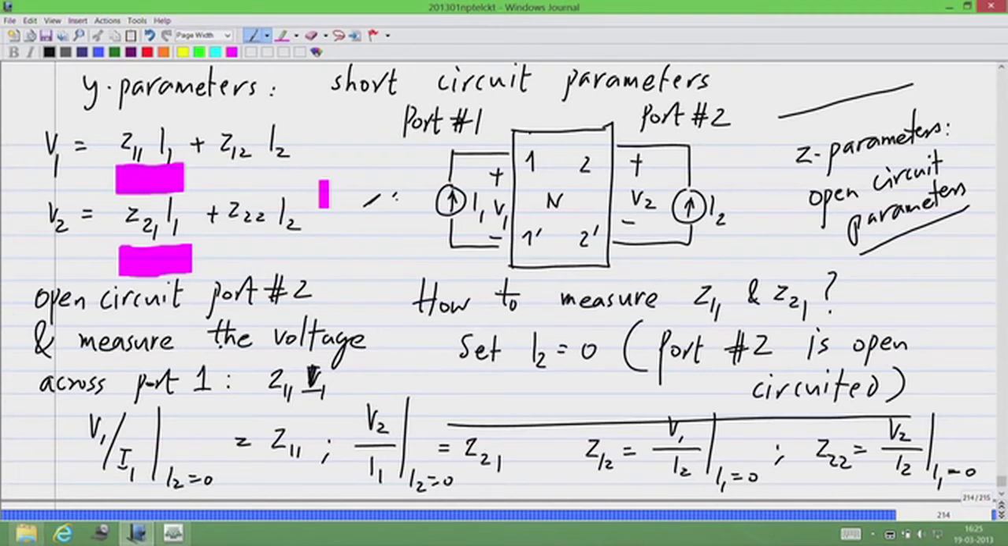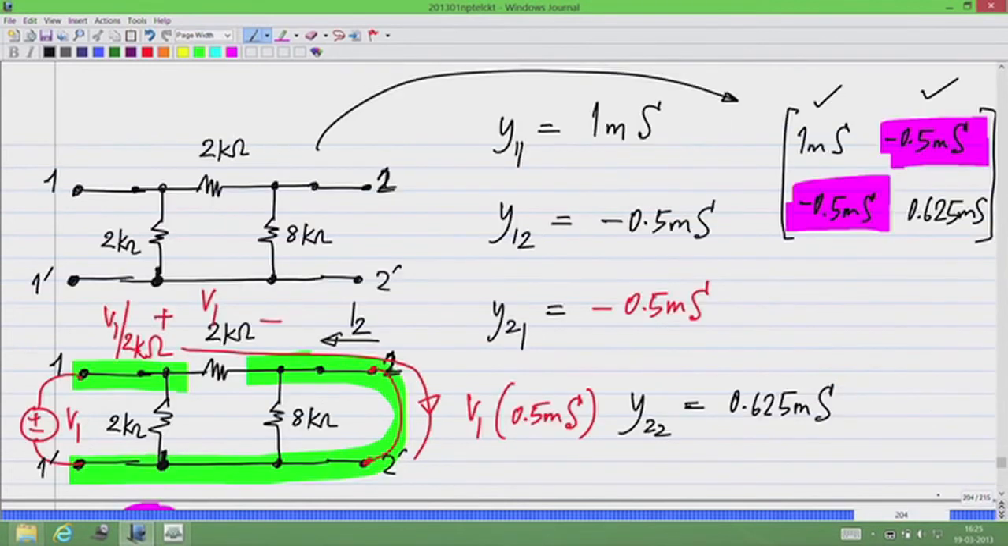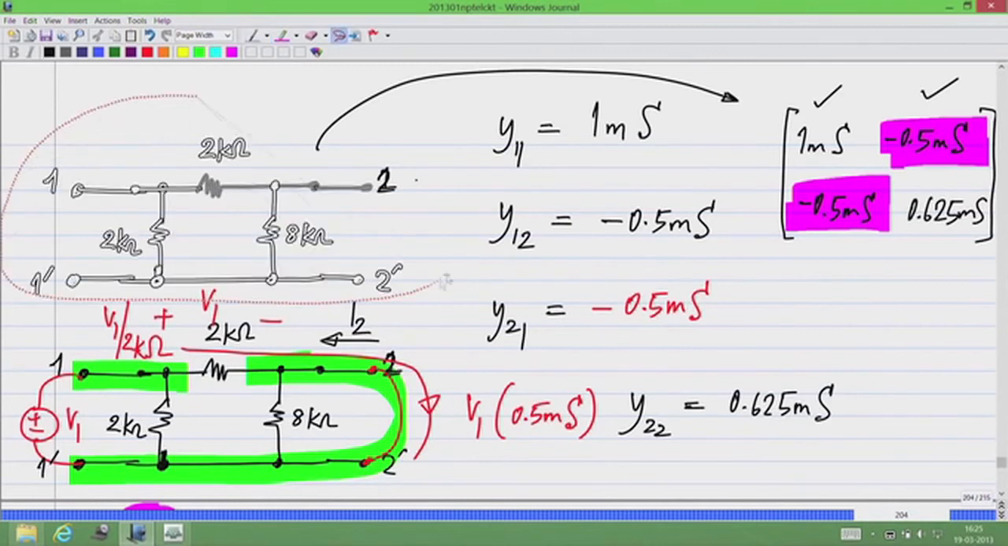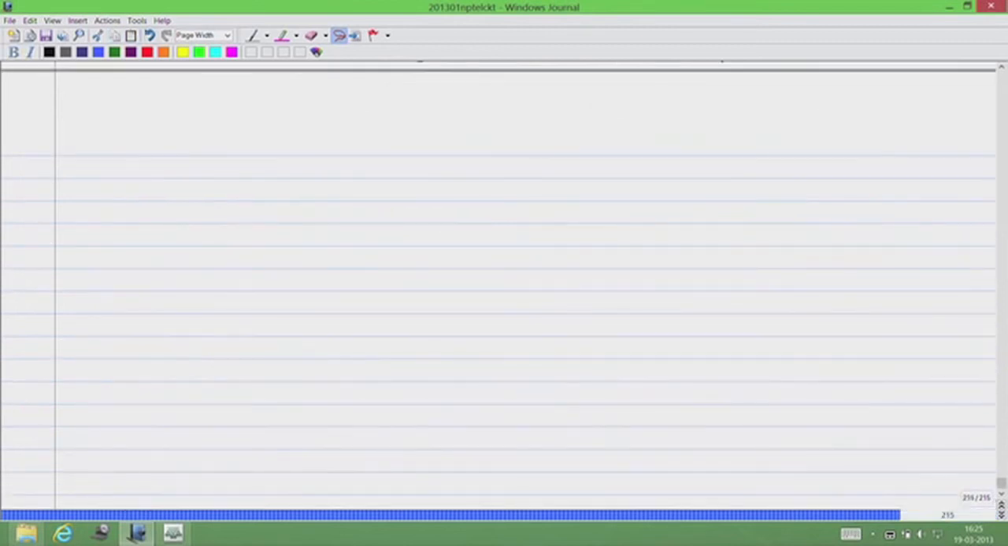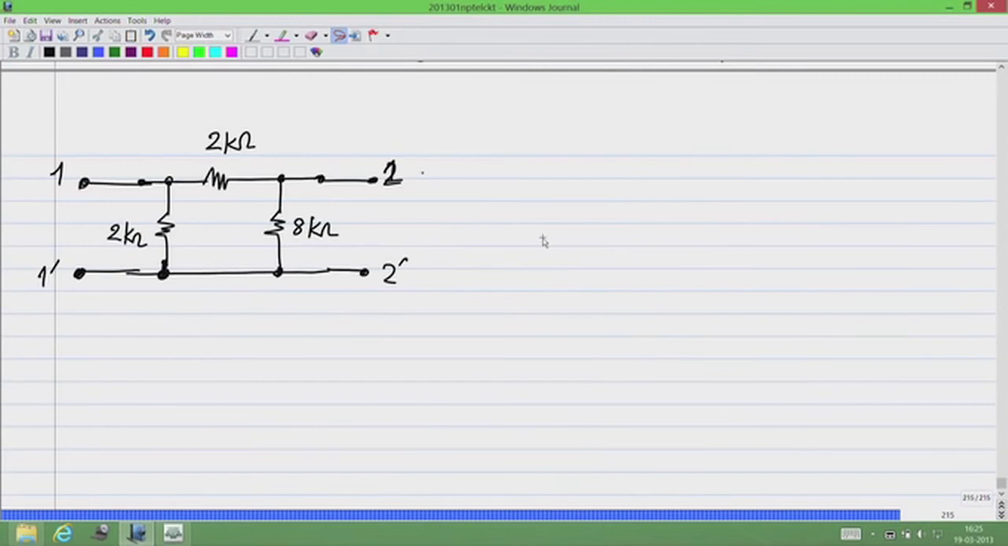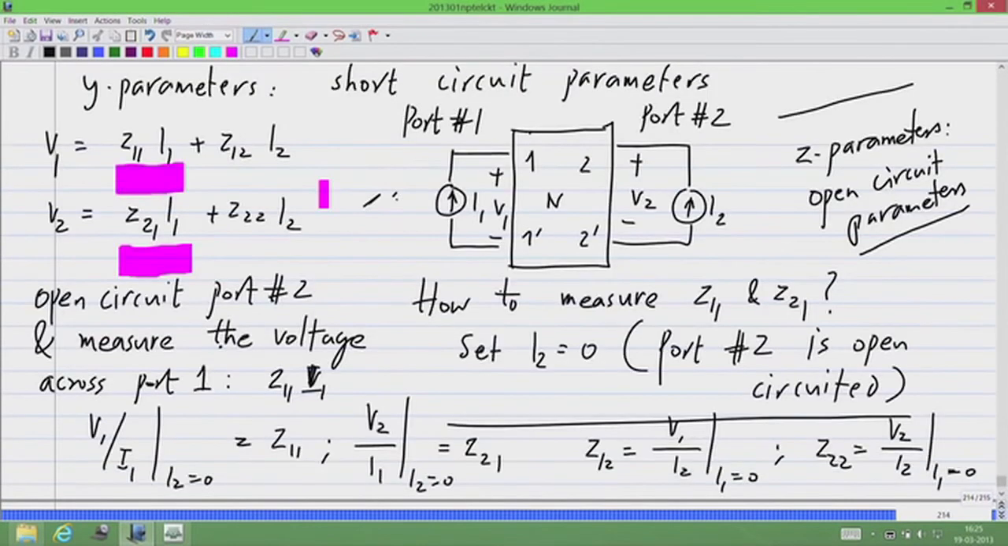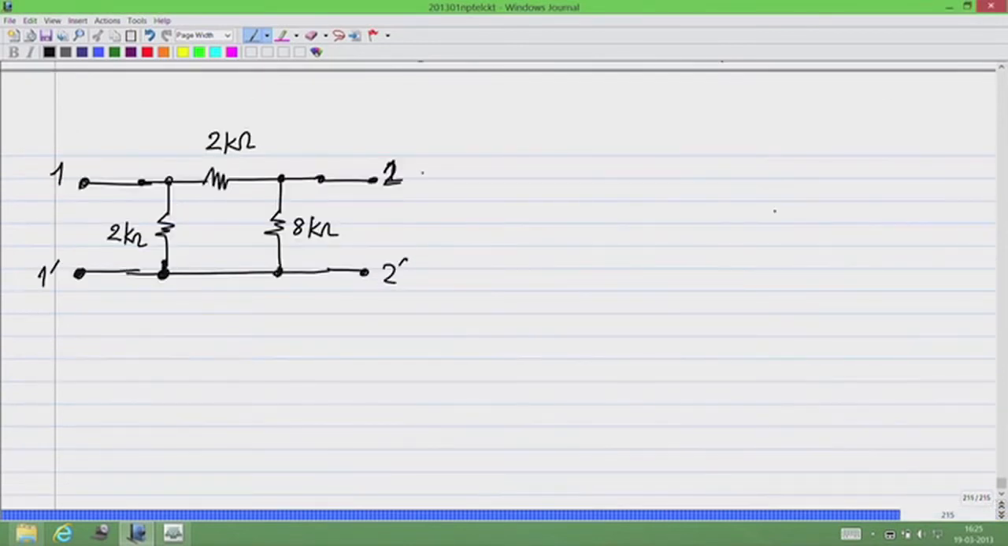So now let's quickly go through an exercise. It's probably best if we take the same circuit that we took last time. Okay. Previously, in the previous class, we calculated Y parameters of this network. Okay. So this time, let's calculate Z parameters of the same network. Okay. That will also let you easily appreciate the relationship between Y and Z parameters. Okay. So please calculate the Z parameters.